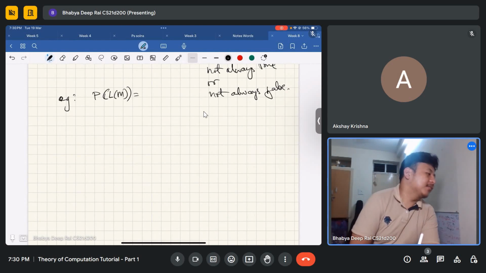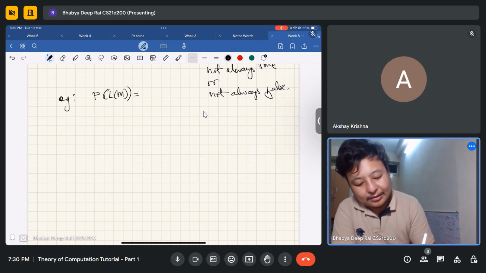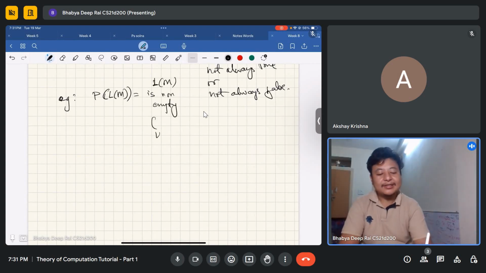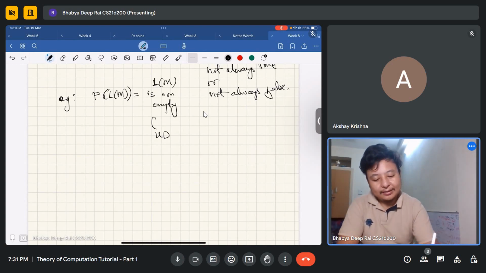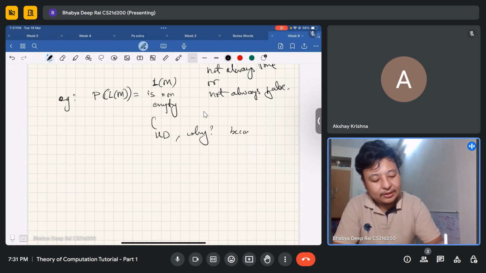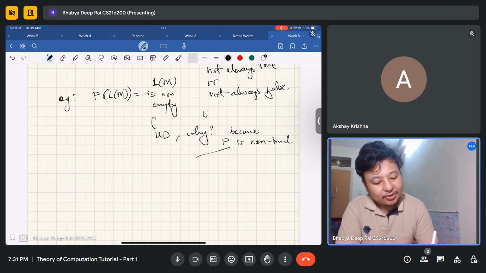Or let me be more simple. Language of M is non-empty. Language of M is not empty. This is undecidable. Why? Because the property is non-trivial. Why is it non-trivial? It means there are machines whose languages for which the property is true, and there are machines whose languages have the property false. Because there are true instances.